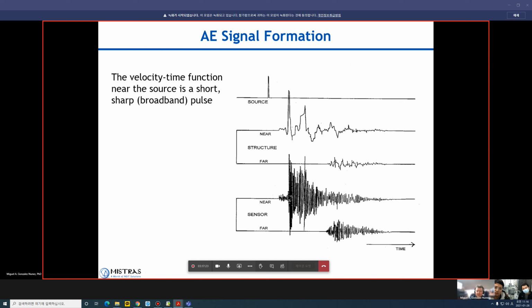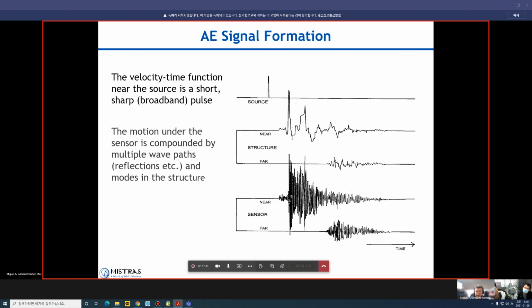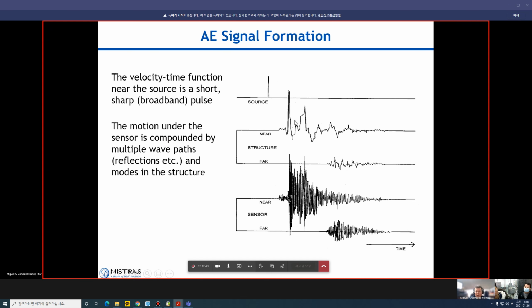What happens around the source on the surface of the structure? If the surface is close to the source, you are going to see very high vibration or very high motion beside the source. As the motion moves away from the source, the movement is going to decrease. All right? Okay.